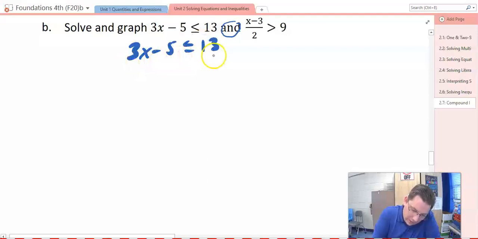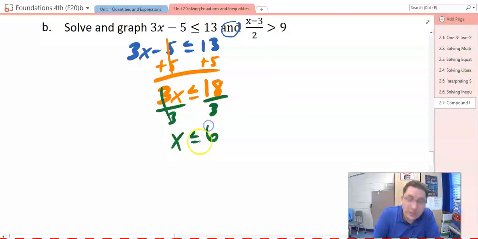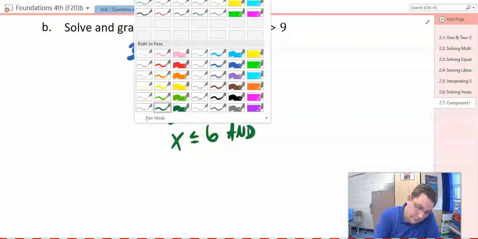So 3x minus 5 is less than or equal to 13. So I'm going to add 5 to both sides. So I get 3x is less than or equal to 18. And then we're going to divide by 3, and so x is less than or equal to 6. Now, still got that word "and" and that's going to come down.